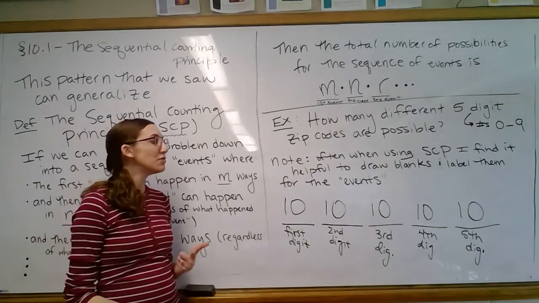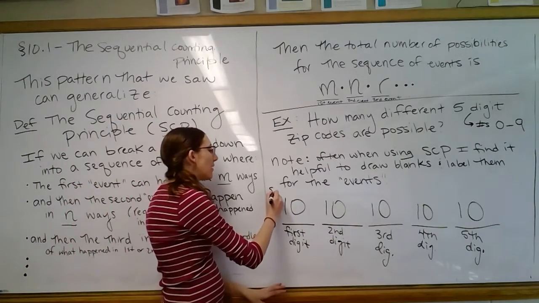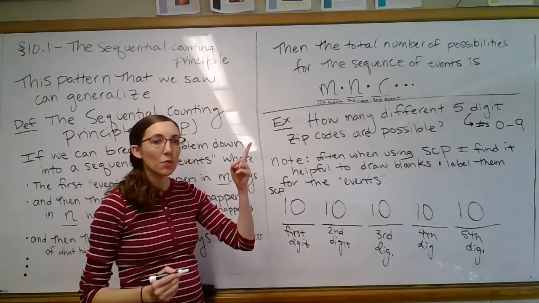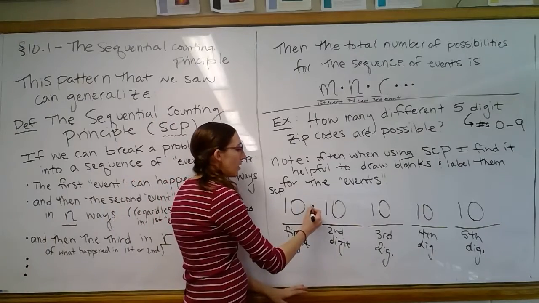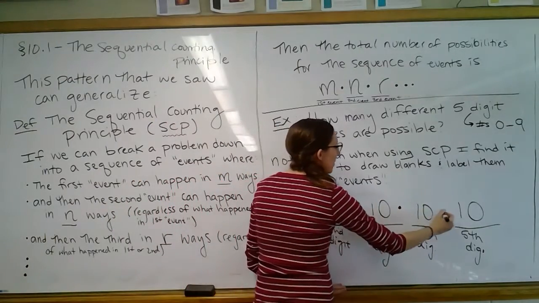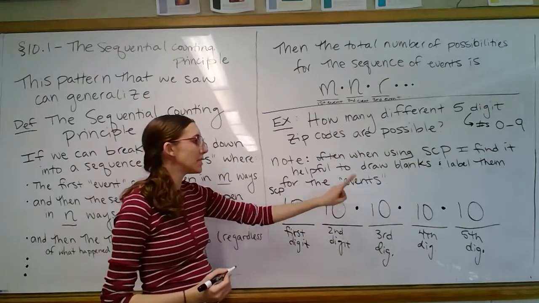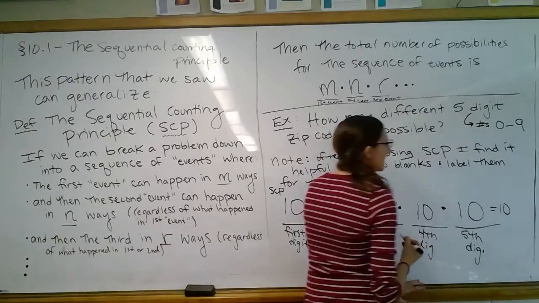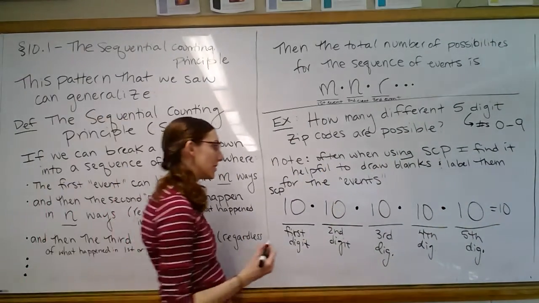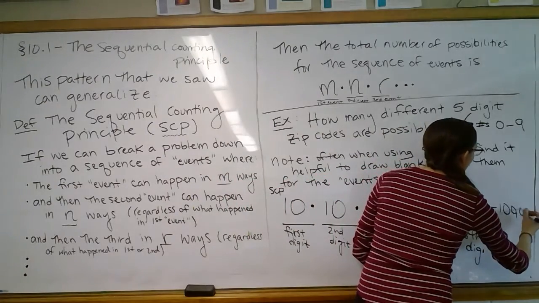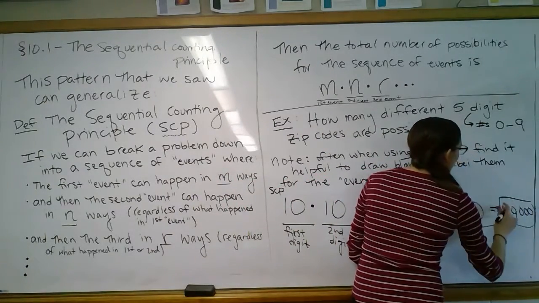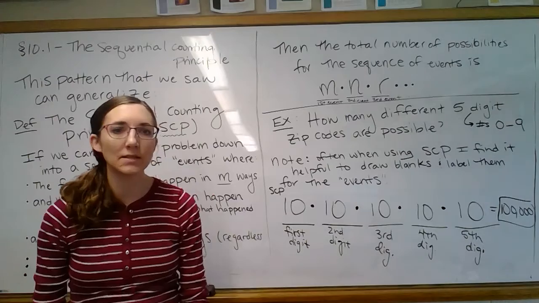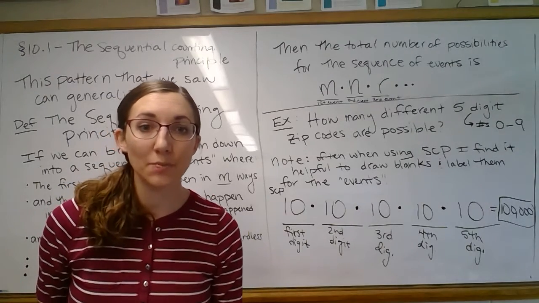And then what we're going to do is we're going to use that sequential counting principle. Now that I've identified the numbers in the blanks, we look at, well, what does the principle say to do? It says to multiply them. So all we have to do is multiply all these numbers together, 10 times 10 times 10 times 10 times 10, which, if we multiply all of that together, is 100,000. So 100,000 zip codes are possible, 5-digit zip codes.